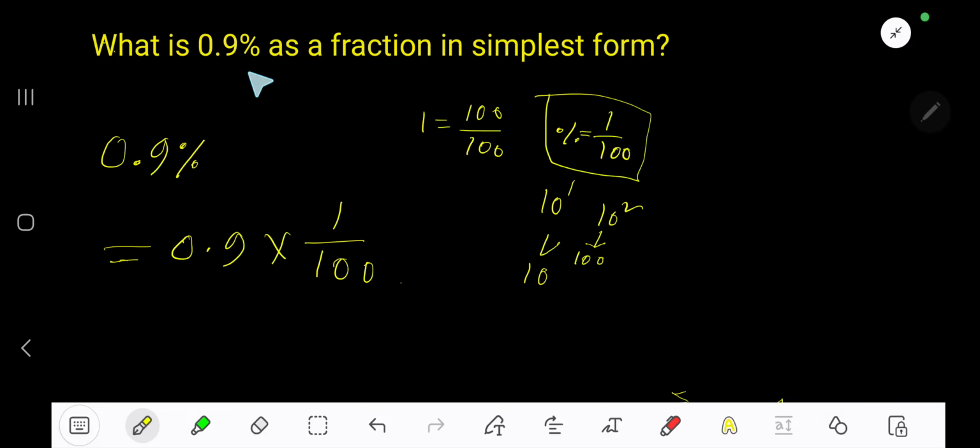What is 0.9% as a fraction in simplest form? Look, just rewrite it. Percent means 1 over 100. Now multiply 0.9 times 1, which means 0.9 divided by 100.